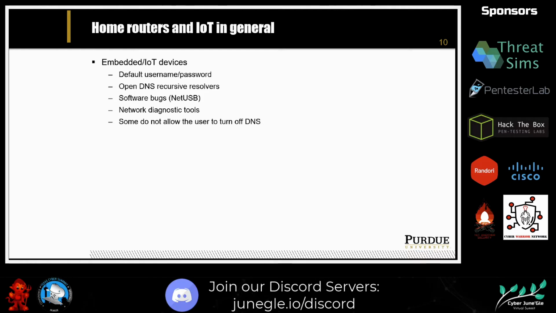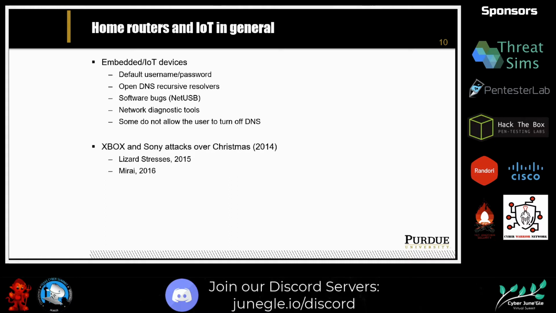Home routers and IoT in general, just having a lot of those devices, some of them come with default usernames and passwords. Some of them have recursive DNS resolvers open on the internet interface. Also bugs in those devices. In some cases, they have network diagnostic tools that are accessible without username and password and can be used to send traffic by, let's say, sending large size ping packets and so on. So that's one of the challenges.